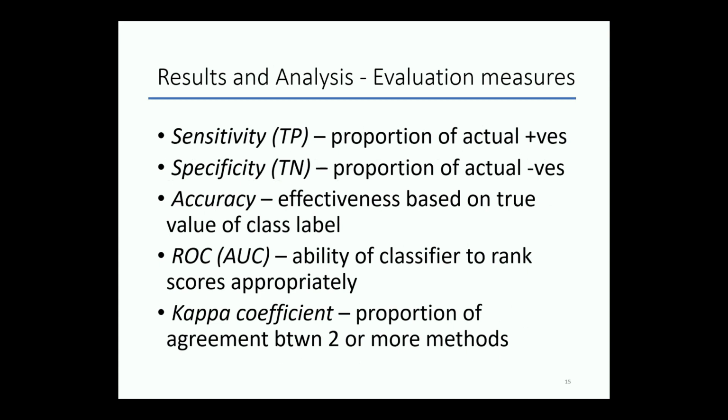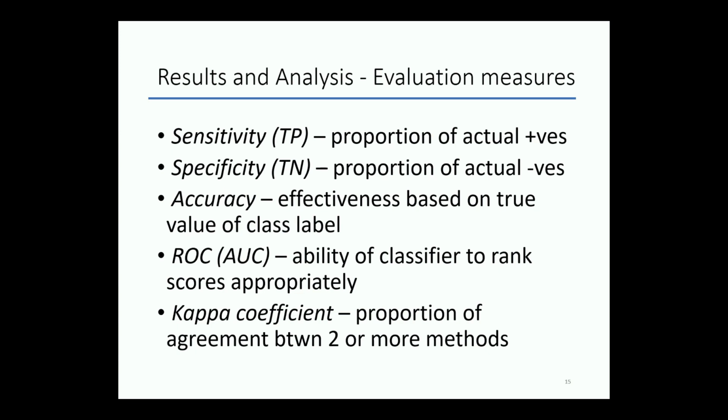And then for empirical evaluation of the result, we used sensitivity, specificity, accuracy, ROC, and kappa coefficient, to just briefly define them. Sensitivity measures the proportion of actual positives that are correctly identified. Specificity measures the proportion of actual negatives that are correctly identified. The accuracy measure approximates how effective a method is by the probability of the true value of a class label.